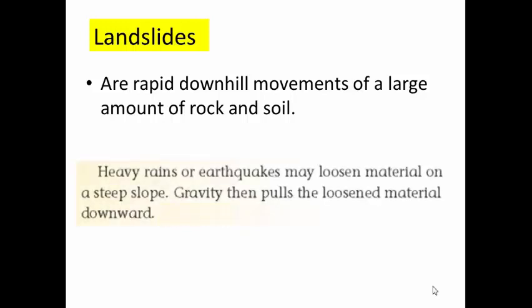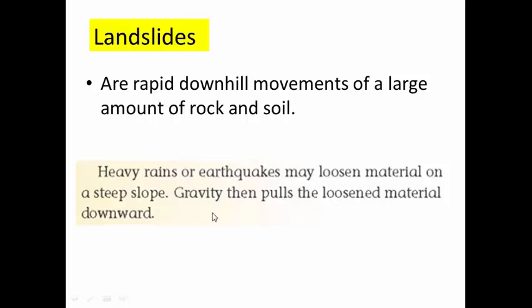Here, what is the main cause of this? We have two important factors: heavy rains and earthquakes. Sometimes heavy rains happen or earthquakes happen. They may loosen materials on a steep slope. Then the other factor will play an important role: gravity. Here, gravity then pulls the loosened material downward.